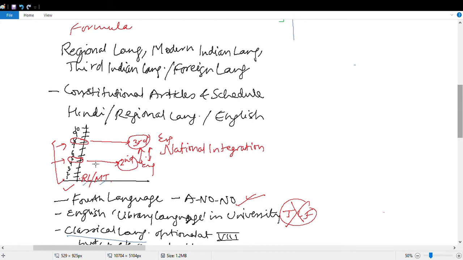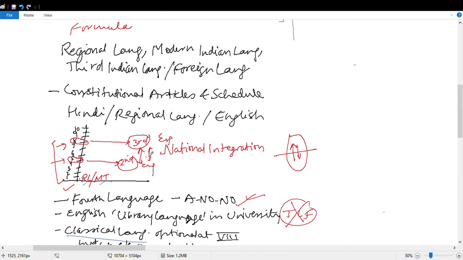The beginning one should be in the mother language or the regional language, and after that, the second language should be introduced at class 5, and then the third at class 8. In the Hindi speaking zone, one South Indian language was to be introduced, and in the non Hindi speaking belt, Hindi was to be introduced, so as to promote more national integration.